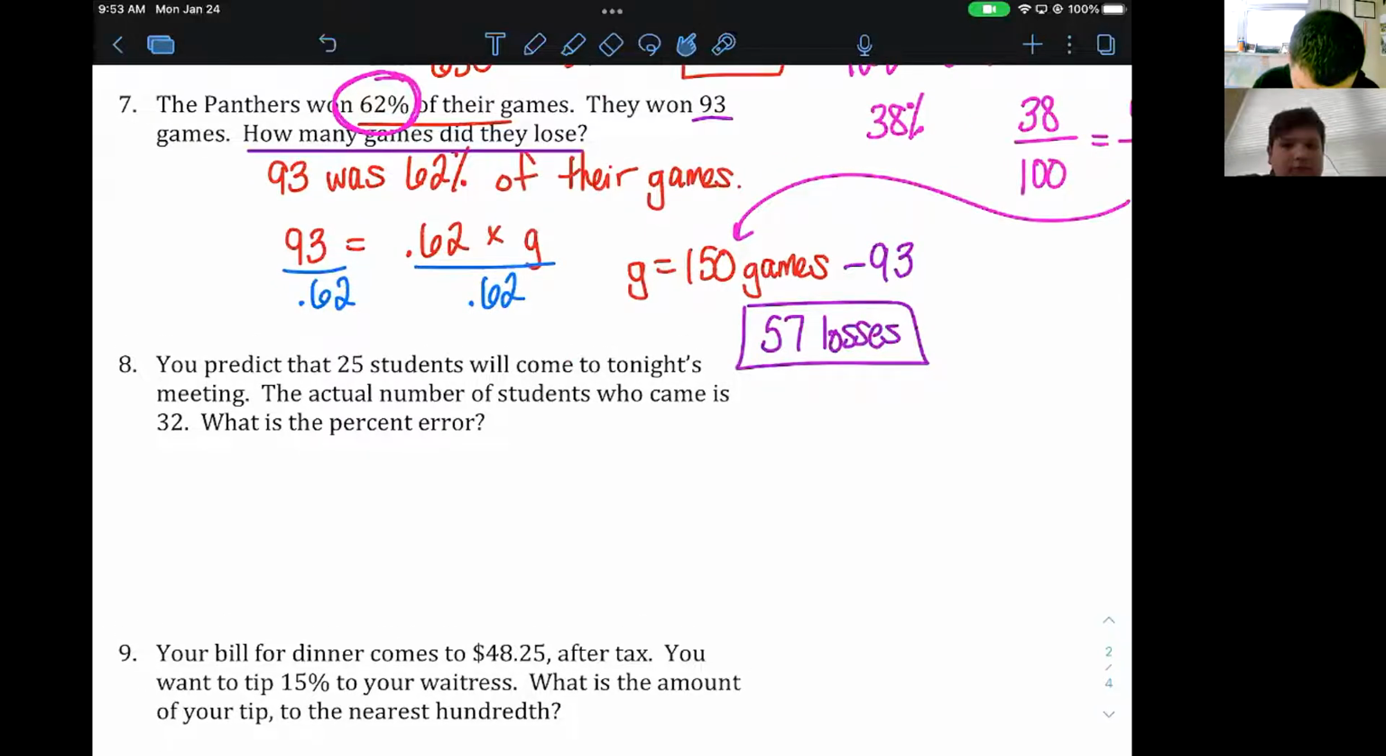Number 8, you predict that 25 students will come to tonight's meeting. The actual number of students who came is 32%. So this is a percent error problem.